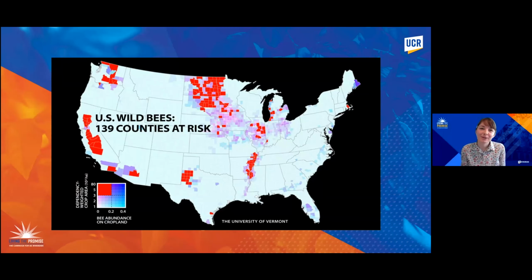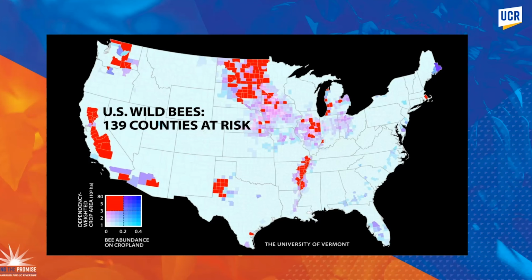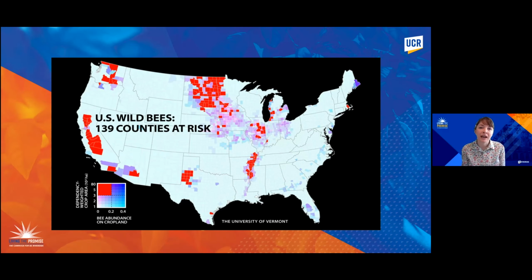My research lab at UCR is focused on trying to conserve one group of our native bees, the bumblebees. So in general, we're trying to solve the problem of how we conserve and stop the decline of our native bee populations. Here I'm showing you a figure from a recent paper that came out of the University of Vermont that looked at counties across the United States and asked the question, where in the US are we asking for pollination services from our bees, but not necessarily providing them with the habitat that we need to support their populations?